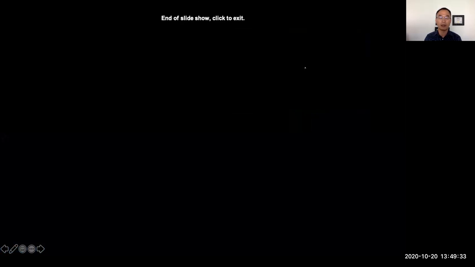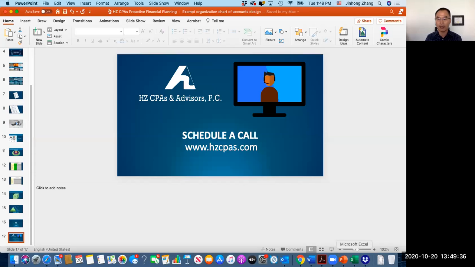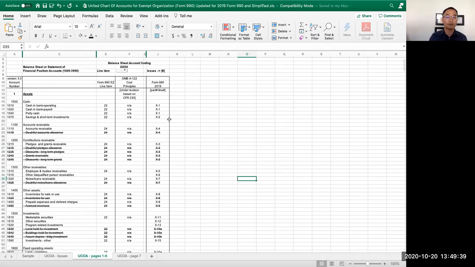And then I would like to look at the chart of account. So this is a unified chart of account, and I'm grateful to our predecessors at Cal CPA, and also we want to thank California Association of Nonprofits for sponsoring this project. So this is called a unified chart of account, and I have been using this for clients, and I simplified and also updated it for the Form 990 2019. So I want to share with you how I simplified it.